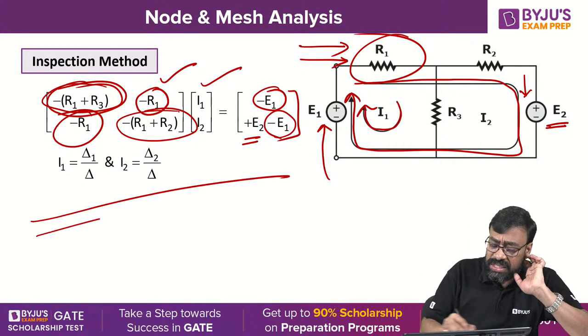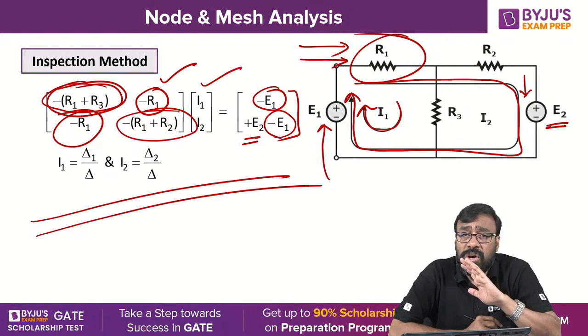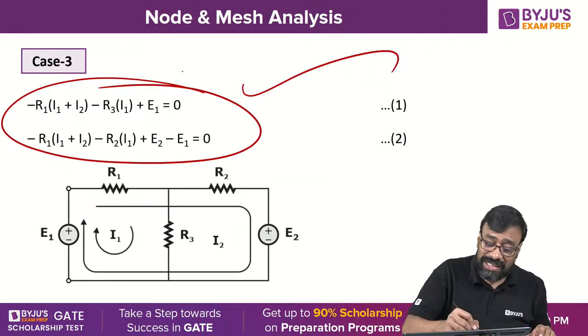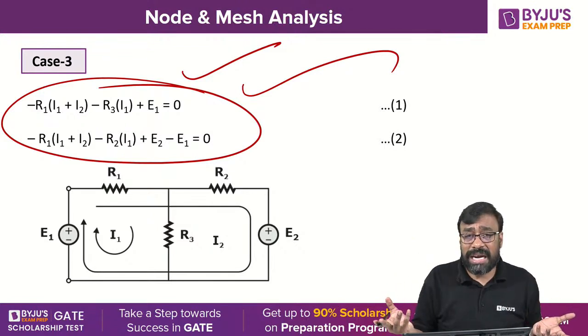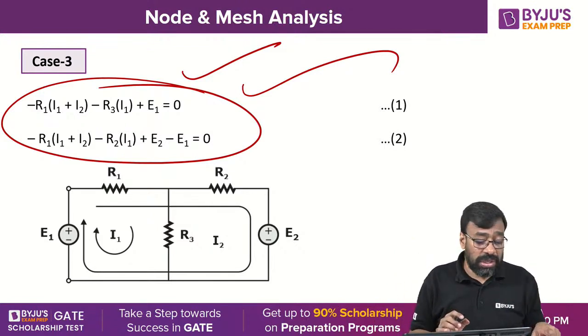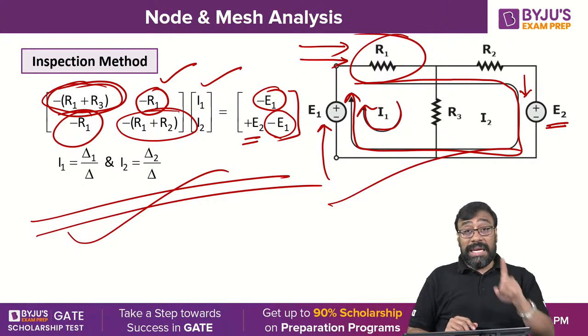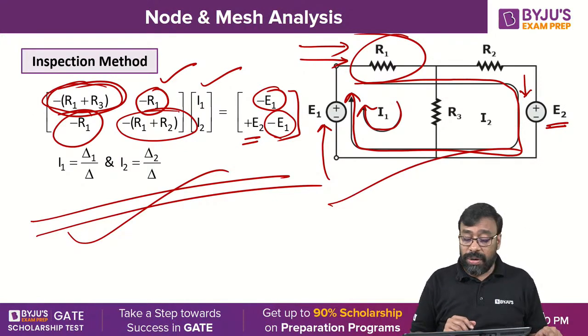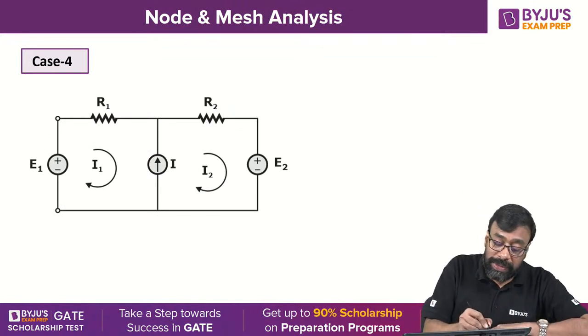This is a very, very simple way of writing the equations. Again, if you write the normal equations, take common terms and find the matrix form, you will get the matrix form. But that is not inspection. You are supposed to write this matrix form directly by looking at this particular circuit. That is called the inspection method. You understand? Okay. Well, now another one is super mesh analysis.